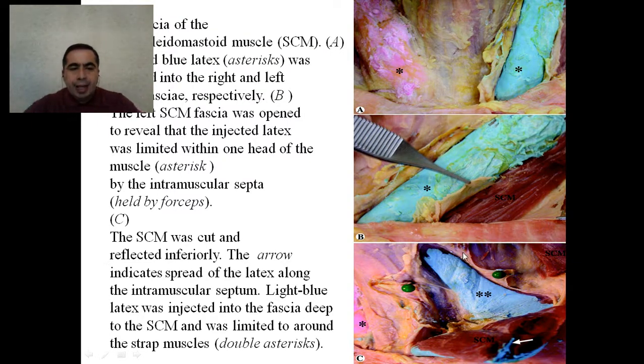And C explains the SCM was cut and reflected inferiorly. The arrow indicates the spread of the latex along the intramuscular septum. Light blue latex was injected into the fascia deep to the SCM, and was limited to around the strap muscles, or the deeper muscles of the neck.